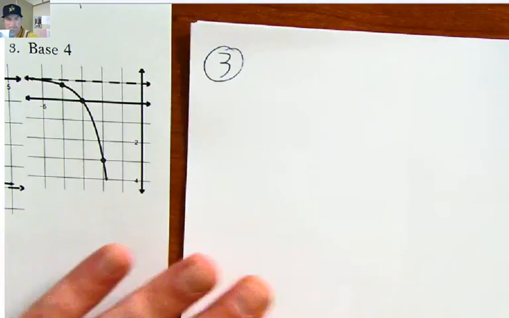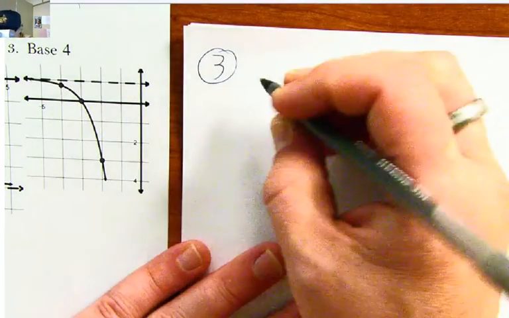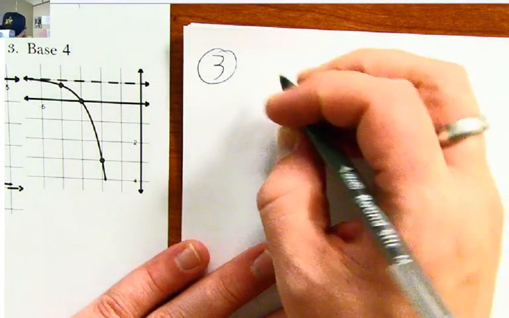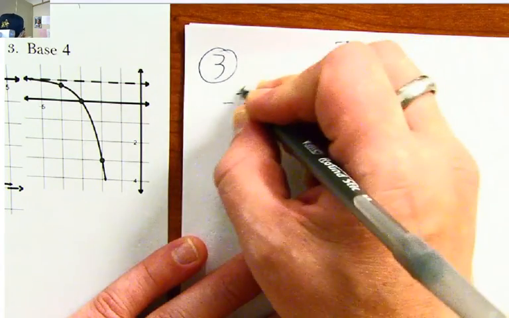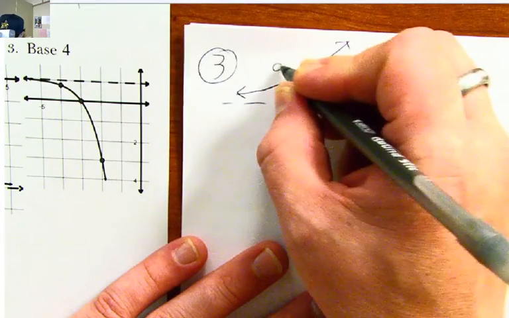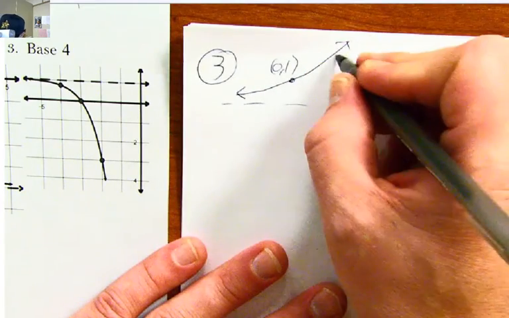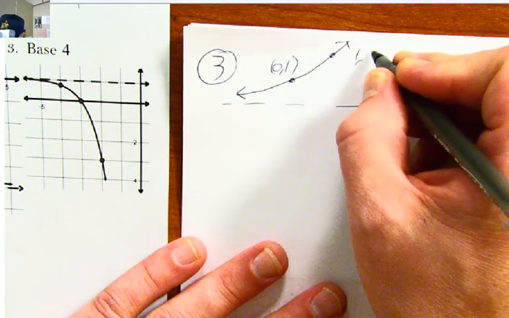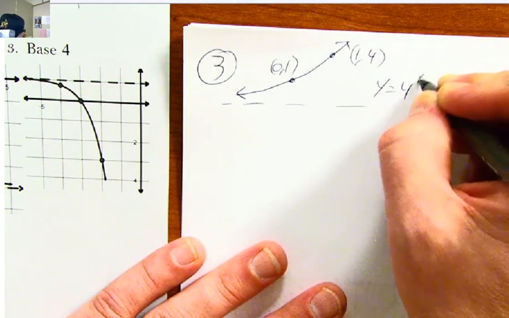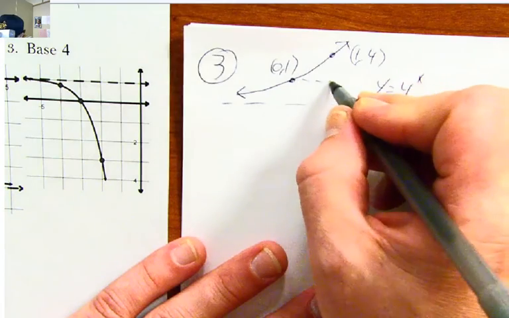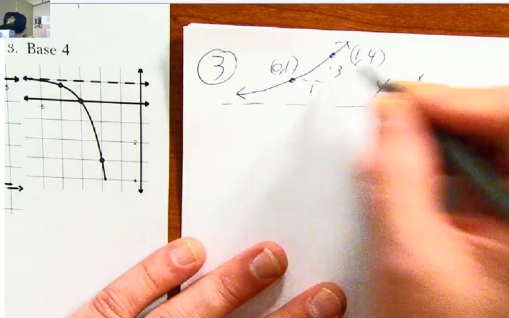Number 3. Let's take a look at number 3. This one is a base of 4. So if it's a base of 4, that means it's going to be the same type of graph whether you're option 1 or option 2. I consider the 0, 1 point and the 1, 4 point, because this is 4 to the x. This is over 1 and up 3.